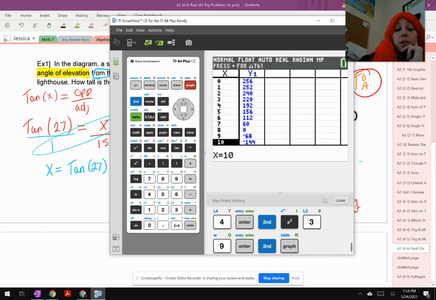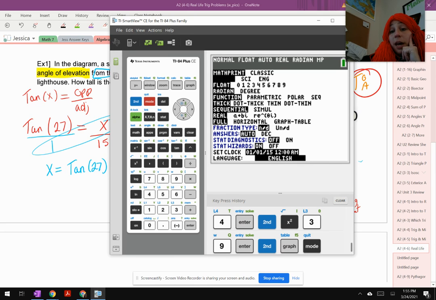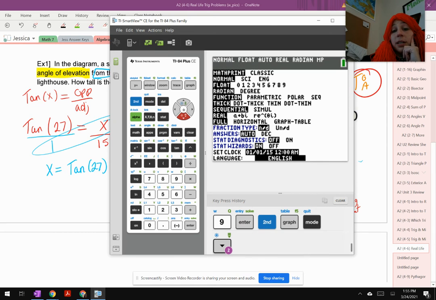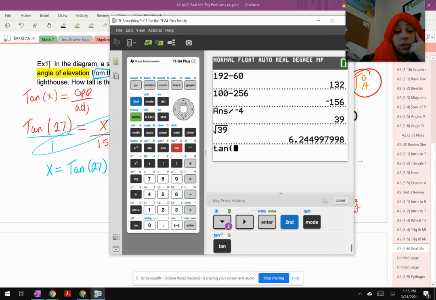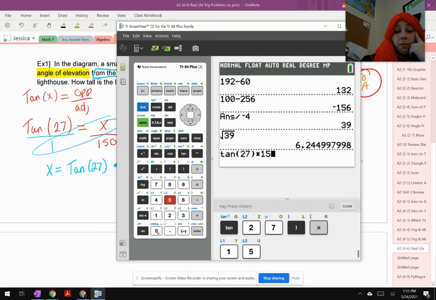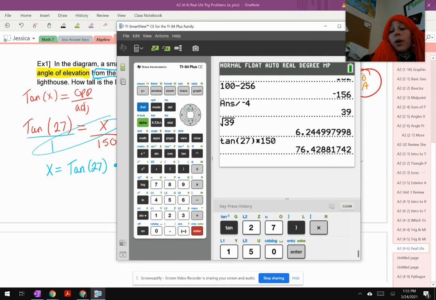But if you're using your 83 or your 84, your big graphing calculator, you want to go to mode first and see here, I have a red flag because I'm in radian. Notice how the radian's highlighted. So I need to move over, highlight degree, hit enter, so I'm in degree mode instead. So now I'm not finding the angle, so I'm not using those inverse tan. I'm just using tangent of 27 times 150. So remember, you're writing down 3 decimal places and just doing the dot, dot, dot and rounding appropriately afterwards. So 76.428.